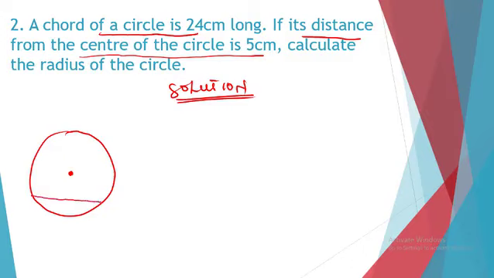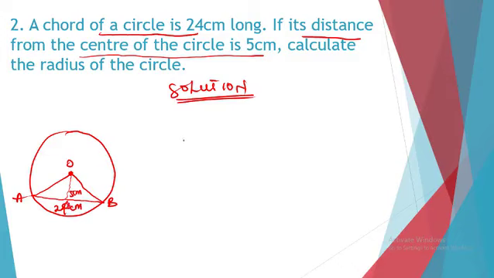So this is our chord. This is 24 cm. And it says if its distance from the center is 5 cm, this is our radius from here to this point, and then from here to this point. And we are told that the perpendicular bisector is 5 cm. Then we are asked to find the radius. So let's call here O, A, B as usual. Then if we bisect this, let us call the bisector E.